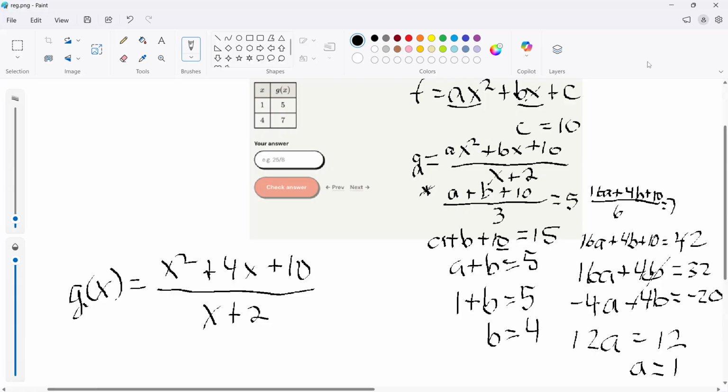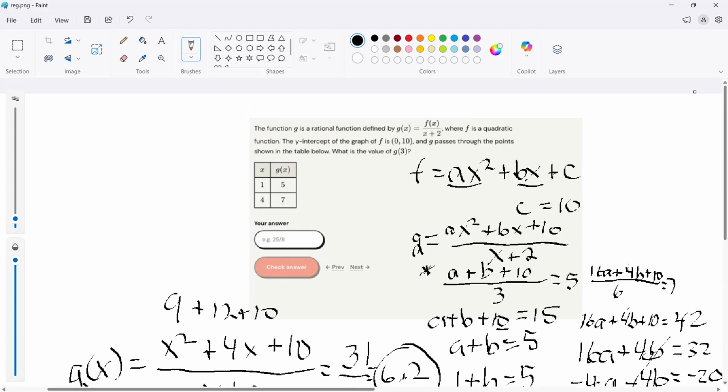When x is 3, this is 9 plus 12. 4 times 3 is 12. Plus 10 divided by 5. 9 plus 12 is 21, plus 10 is 31 over 5. 31 divided by 5, if I do that on a calculator, or you can do it by long division, is 6.2. So the answer is 6.2.